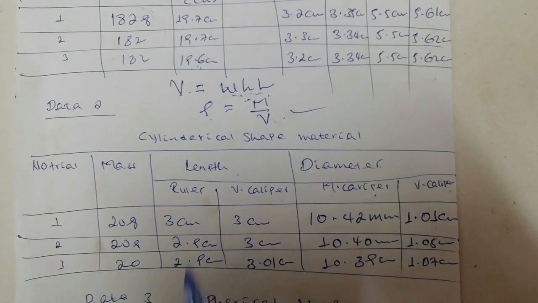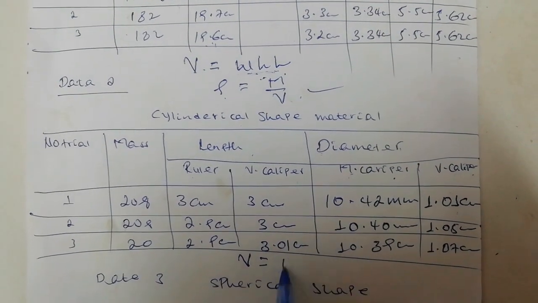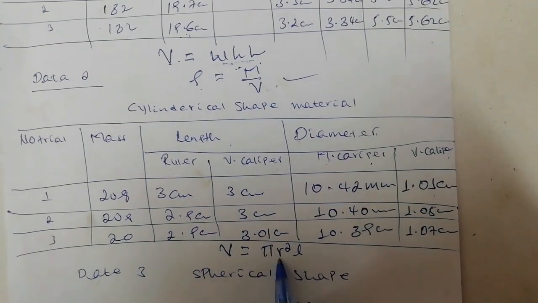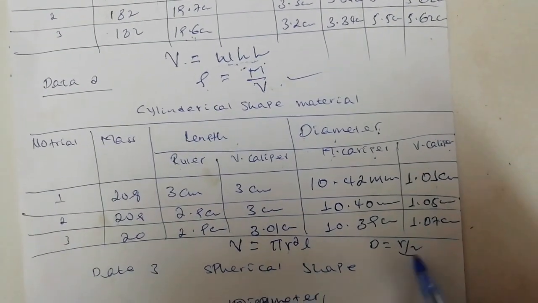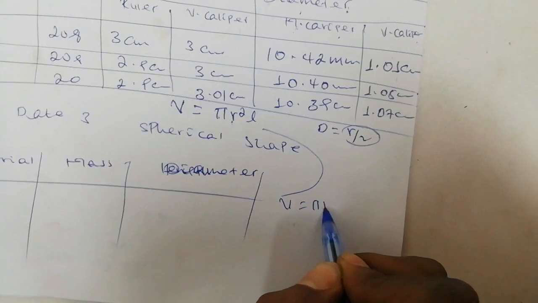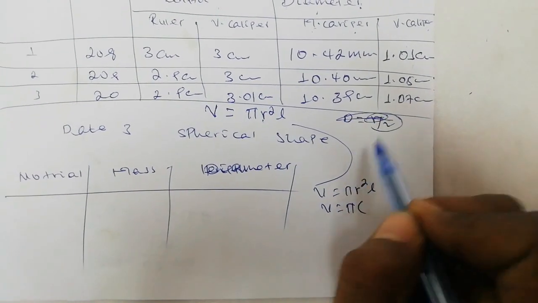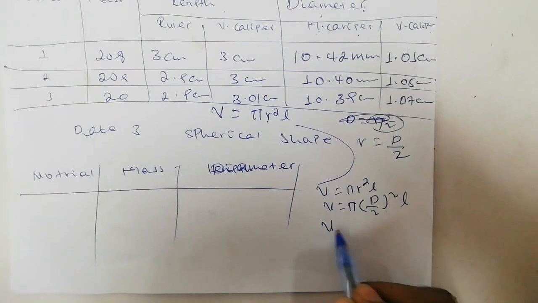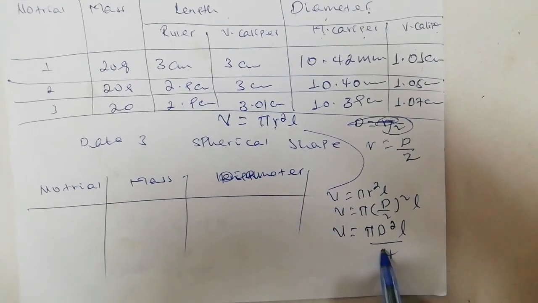Depending on this, when you calculate the volume for cylindrical shapes, volume is equal to pi r square l, where r is the radius. The radius is equal to the diameter over 2, so r is d over 2, the whole square times length. So volume is equal to pi d square L over 4. Using this expression, you can get the volume.